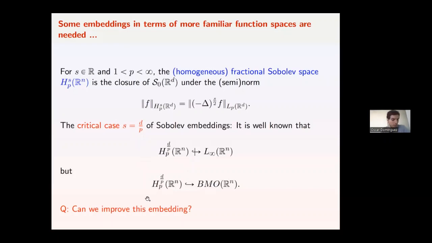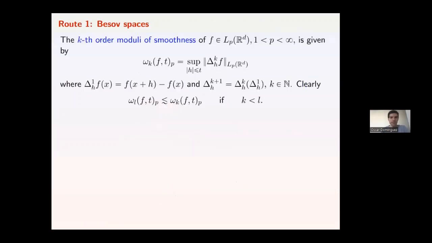But now the natural question is the following. How sharp is this embedding? Can we improve this embedding? The answer is yes, and let me give you at least 3 different alternatives to sharpen this embedding. So the first way that I'm going to report deals with Besov spaces.